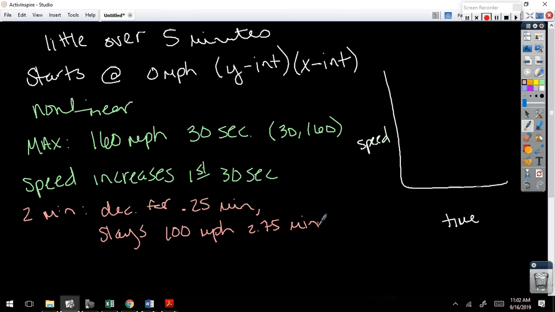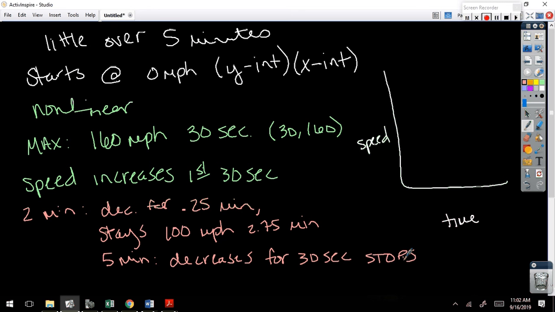At the 5 minute mark, that's really weird. We're going to have to put them in the same units, yeah. He decreases for 30 seconds and stops. The graph has no end behavior since Jose starts at 0 miles per hour and ends at 0 miles per hour.